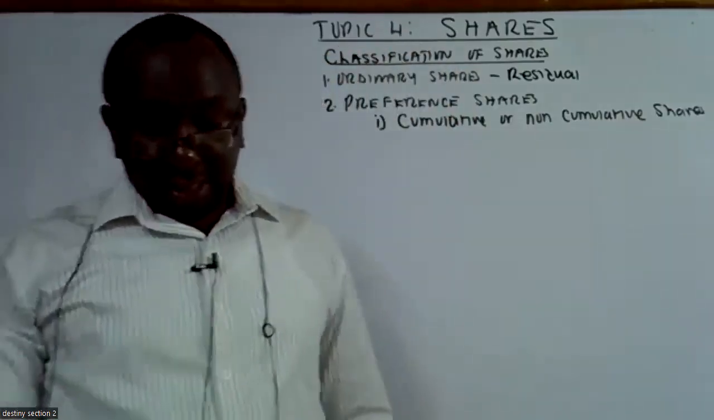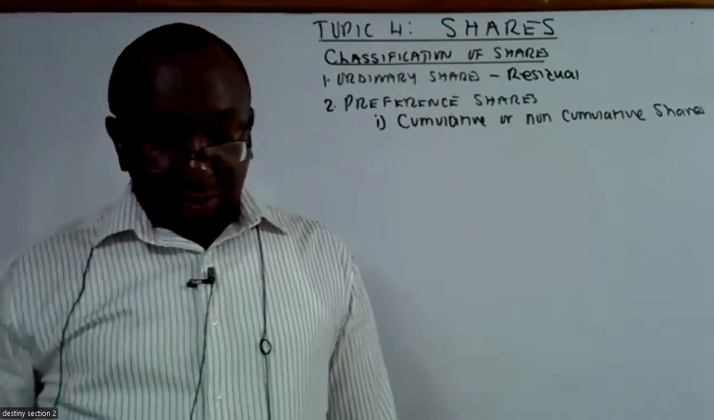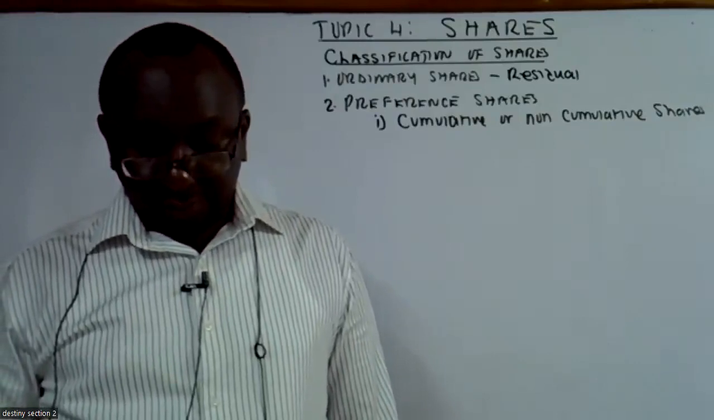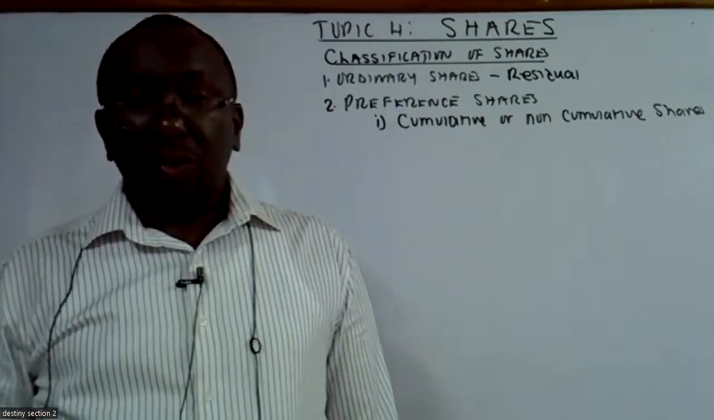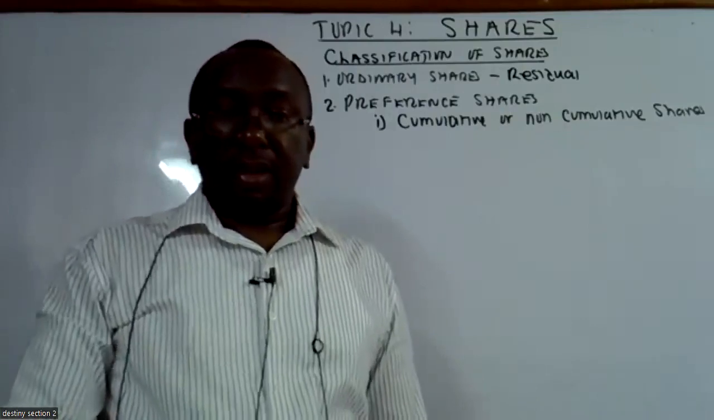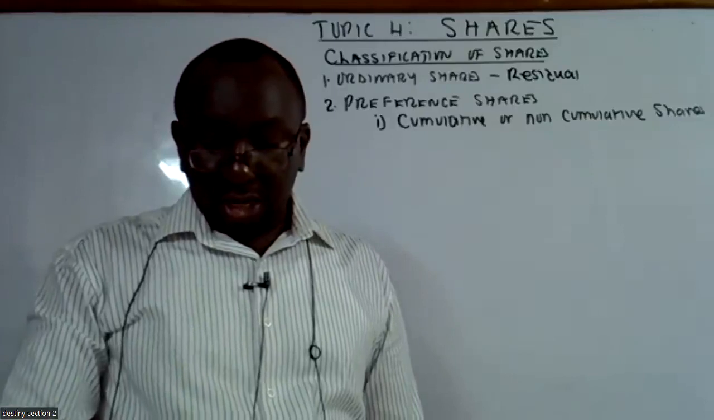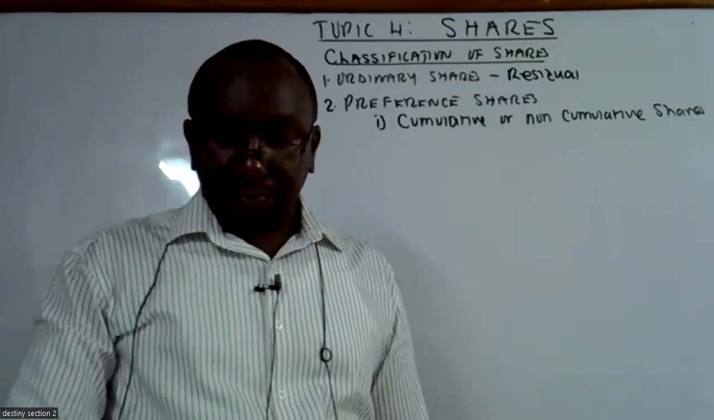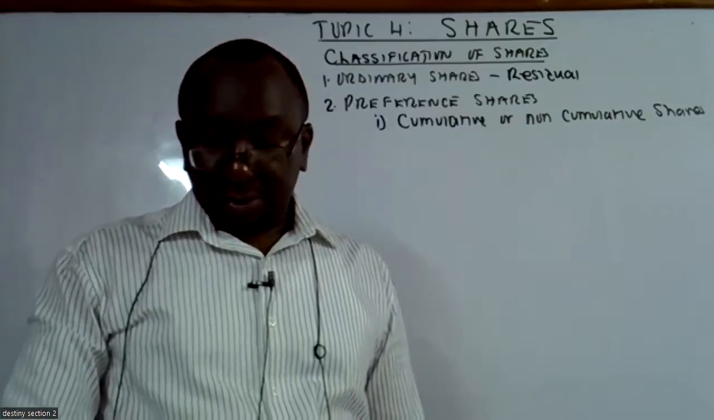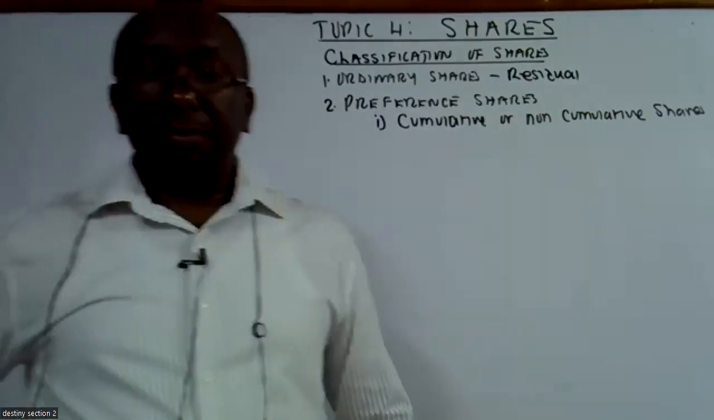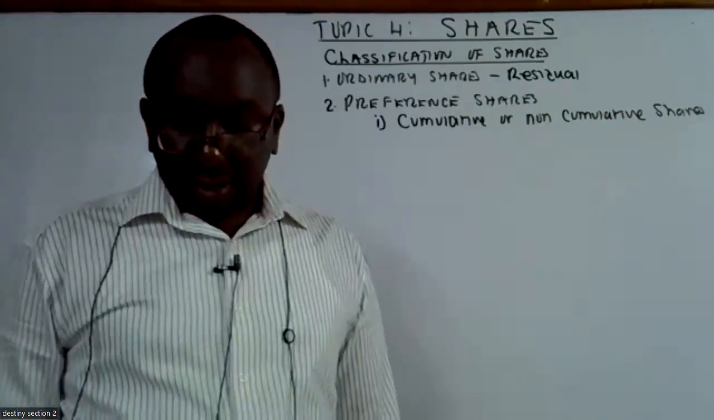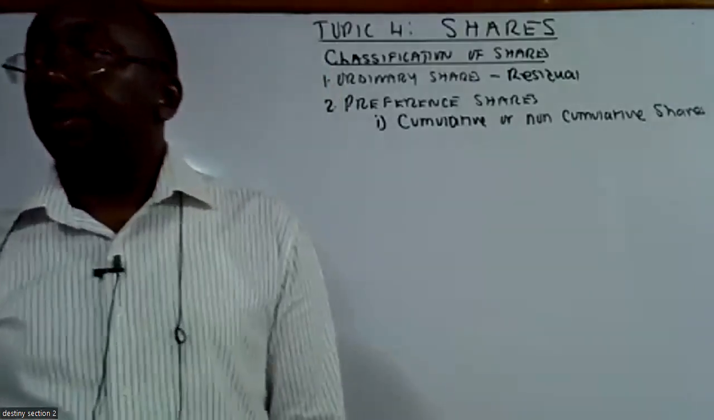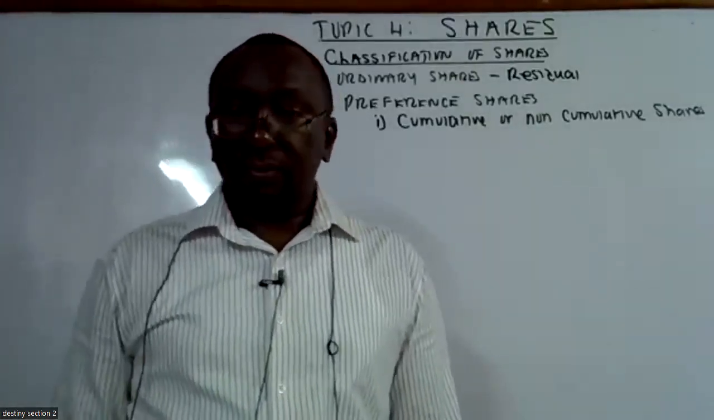And we explain that cumulative preference shares are the ones whose any shortage in dividends must be made up out of the profits of succeeding years. Full stop.